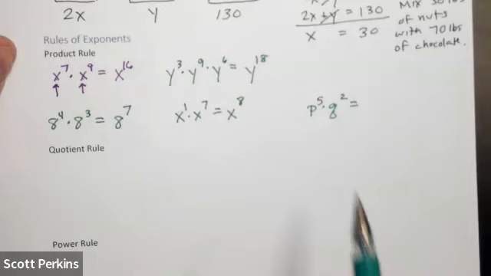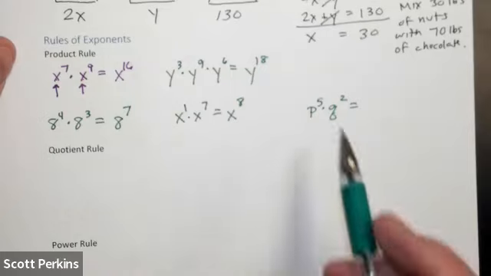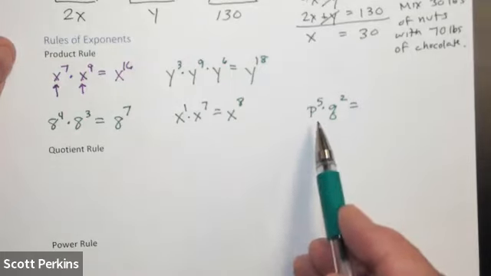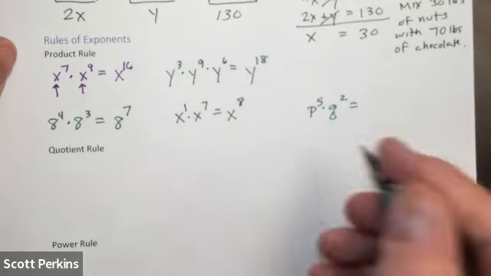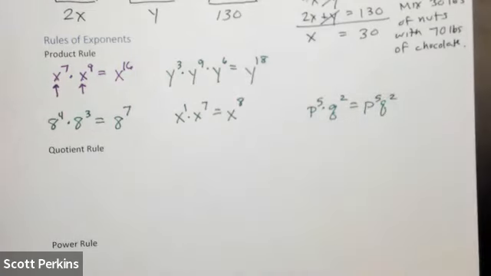Then this final problem, p to the 5th times q to the 2nd, I gave again just to reinforce the idea that the bases have to be the same. Are the bases the same on this problem? No, you can't do anything with that. P to the 5th, q to the 2nd is just p to the 5th times q to the 2nd. There's absolutely nothing you can do to that.